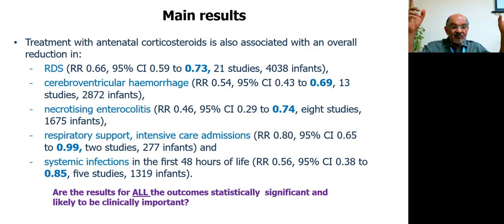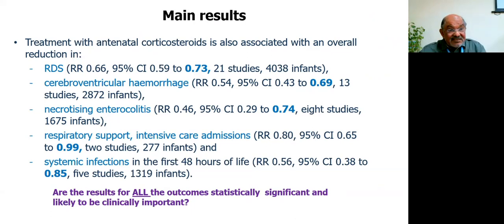Simple. What is the outcome? RDS, undesirable. Less than 1, more than 1, less than 1. That means steroids are better. How much better? 1 minus 0.66, 0.34, 34% reduction. What is your least estimate? 27% reduction. I'm happy. Okay, go down.